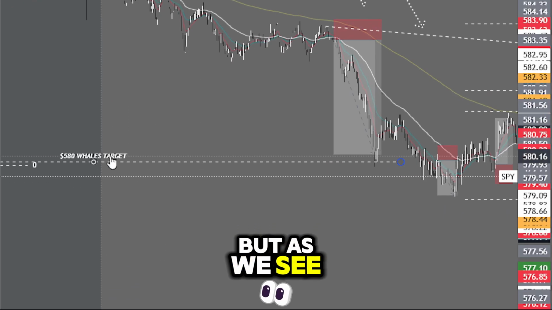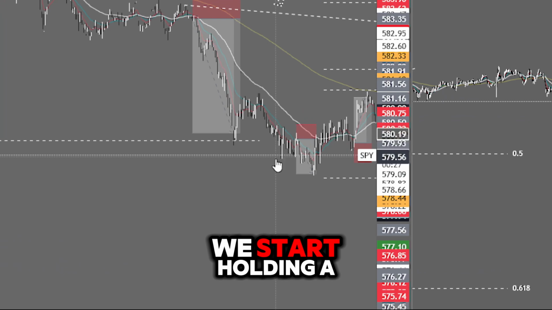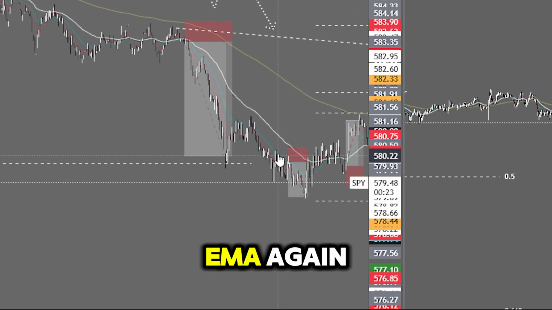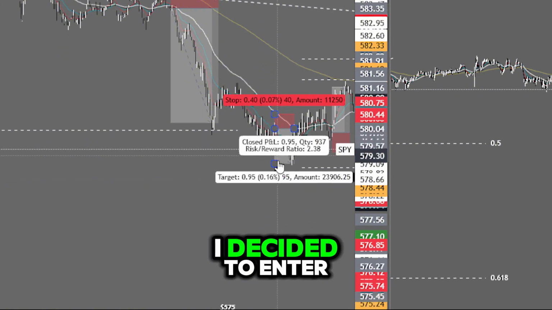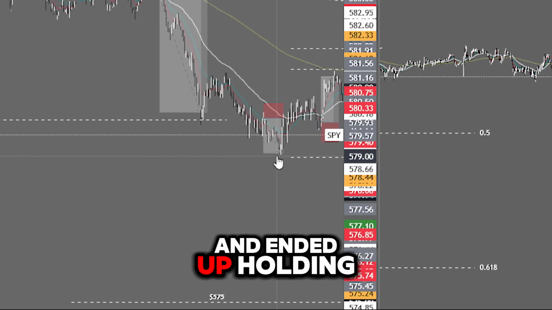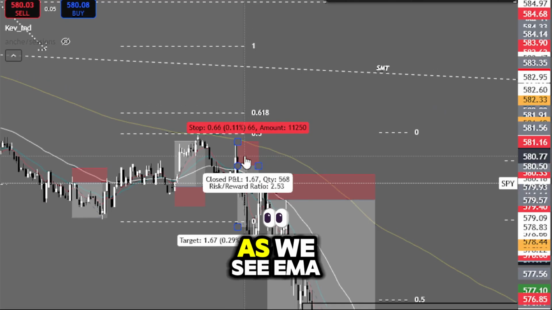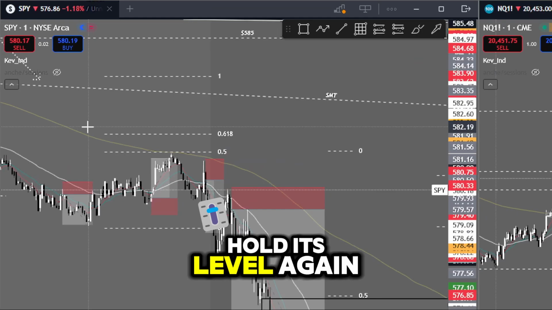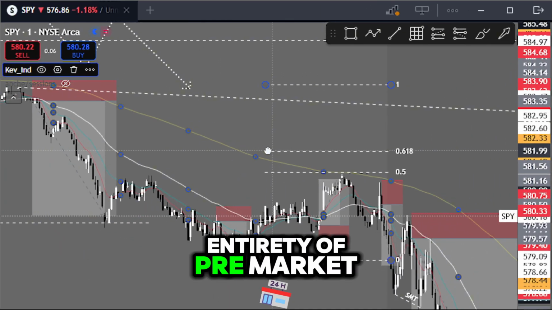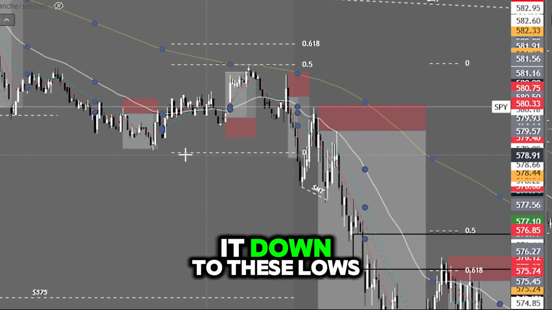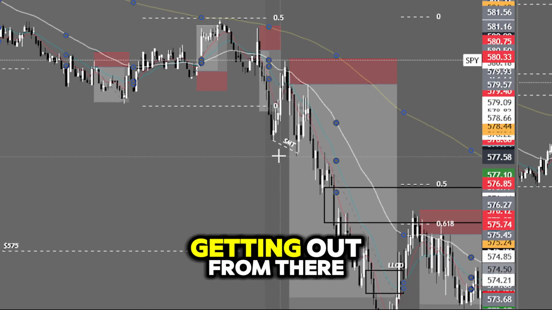But as we see, we break it and we start holding a bit lower. Once I see us come up and reject this EMA again like we did here, I decided to enter, held for a little bit as a scalp, and ended up getting stopped out eventually. As we see the EMA hold its level again, as it has done the entirety of pre-market, we decide to enter on these puts. We take it down to these lows and get out from there.